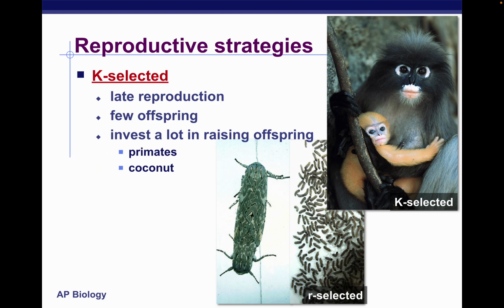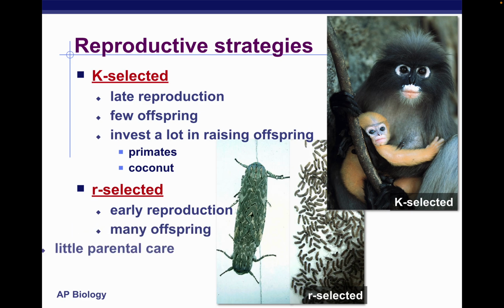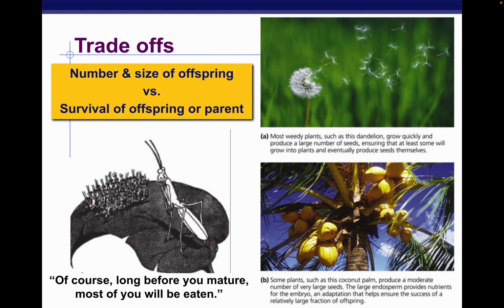Primates, us, a coconut, interestingly enough. So then there's R-selected reproductive strategy, right? Where we have early reproduction, many offspring, little parental care, things like insects, and many plants. Okay. Yeah. So the trade-offs: number and size of offspring versus survival of offspring or a parent.